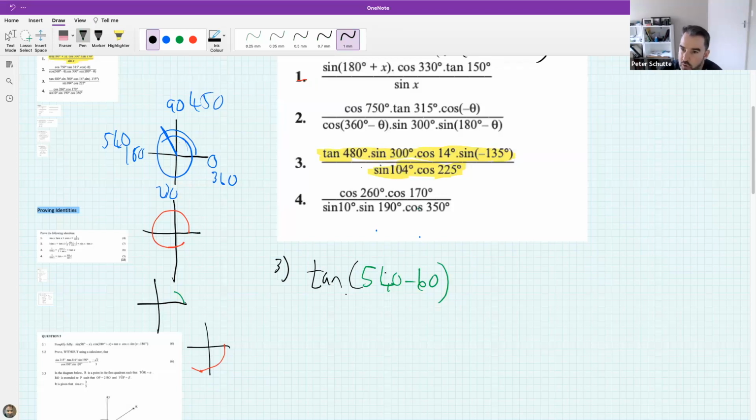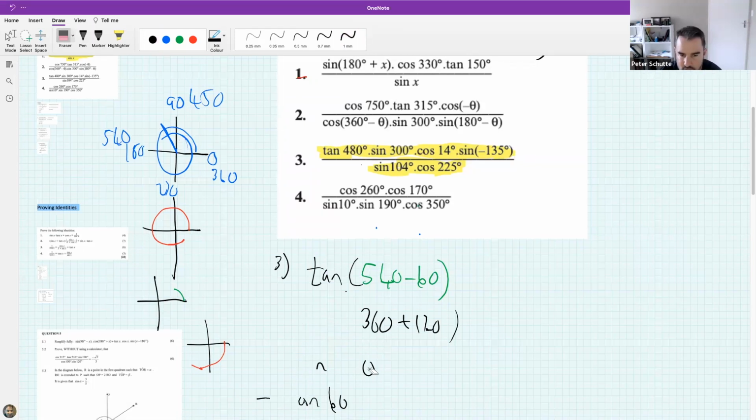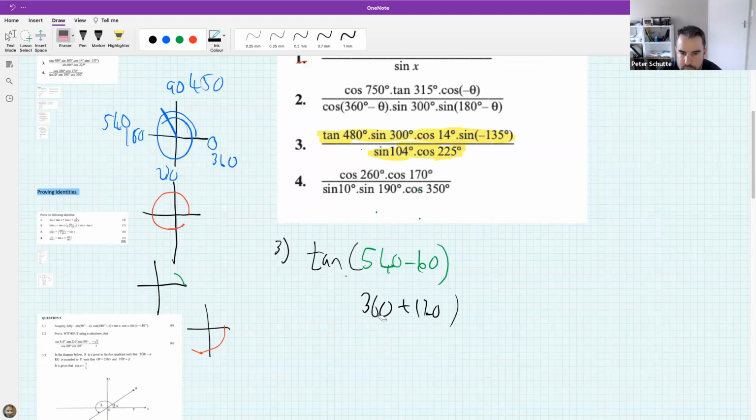You could write the tan of 360 plus 120, but then you're going to have to reduce that even further to the tan of 120, and then the tan of 120 is going to be reduced even further. So that would become minus tan 60. So there's two ways, in the end we're going to get down to minus tan 60. There's different ways to get there, but I'm just using 540 as the nearest horizontal.